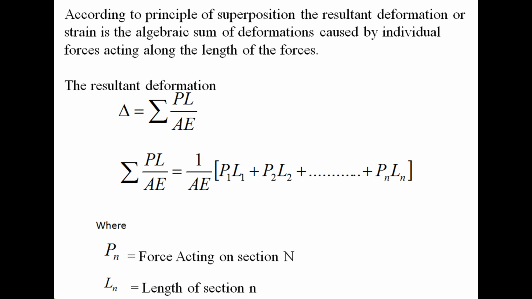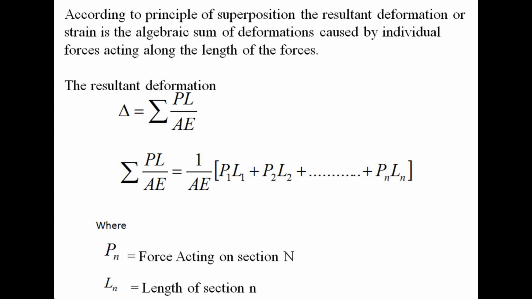If we consider any member of uniform cross section which is subjected to a number of forces, the resulting deformation, which we denote by delta, will be the summation of PL by AE. This is the formula of resultant deformation of a structural member subjected to a number of forces externally as well as at intermediate points.